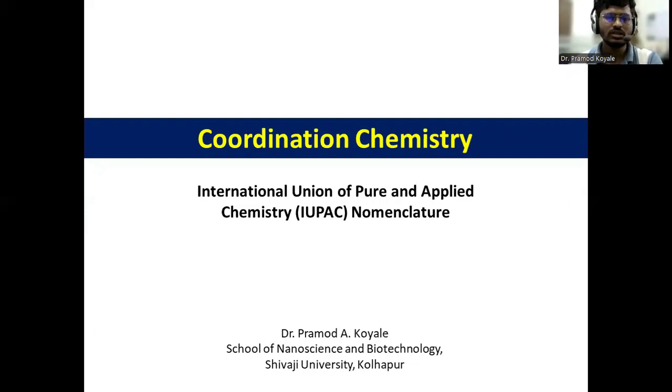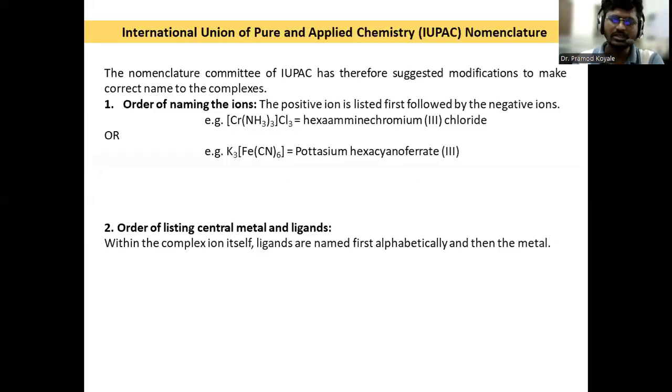Hello everyone. In this session, we will see the IUPAC nomenclature for the coordination complexes. There are several rules of this IUPAC nomenclature to name the coordination complexes. These are related to the naming of the metal center as well as the naming of the counter ions, as well as the order of listing the ligands and the metals, their prefixes, and so on. So we will discuss one by one.